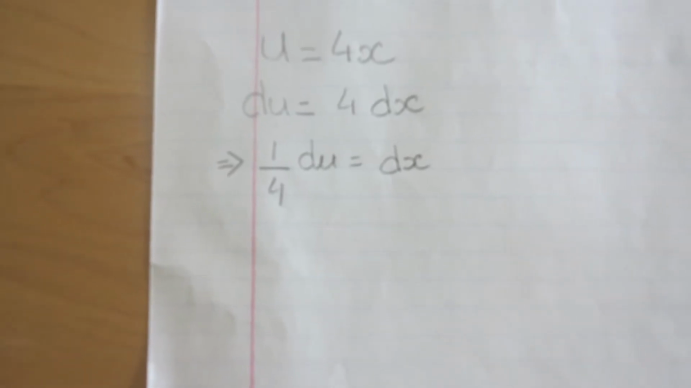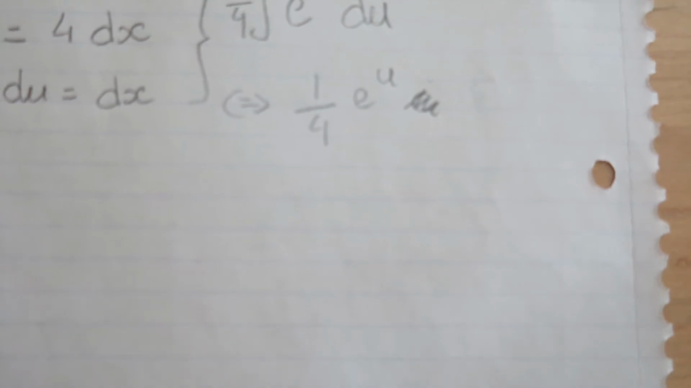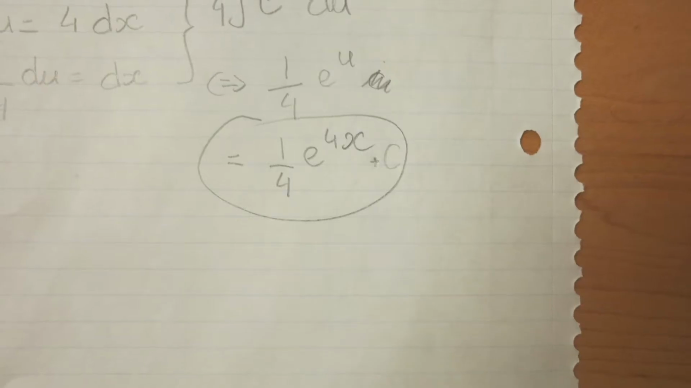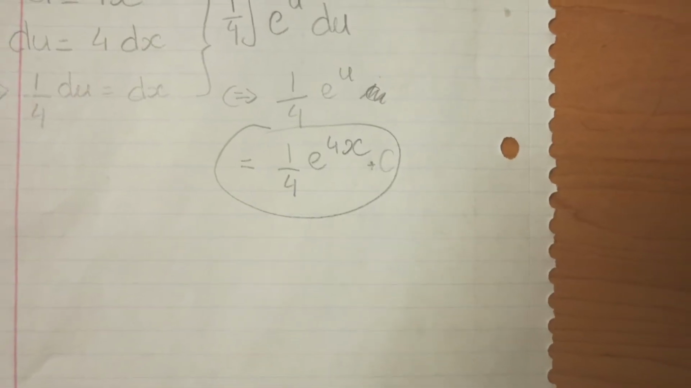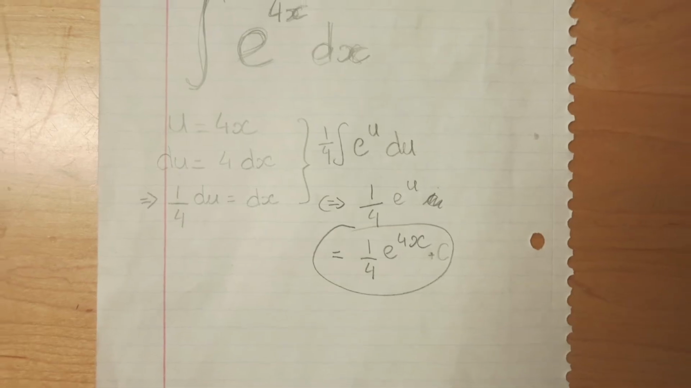Now I'm going to replace 4x with the variable u, and I'm going to replace dx with 1 over 4 times du. Now, I'll find the integral of e to the u, which is also e to the u. Then the last step is to replace u with 4x. So the answer is 1 over 4 times e to the 4x plus c.